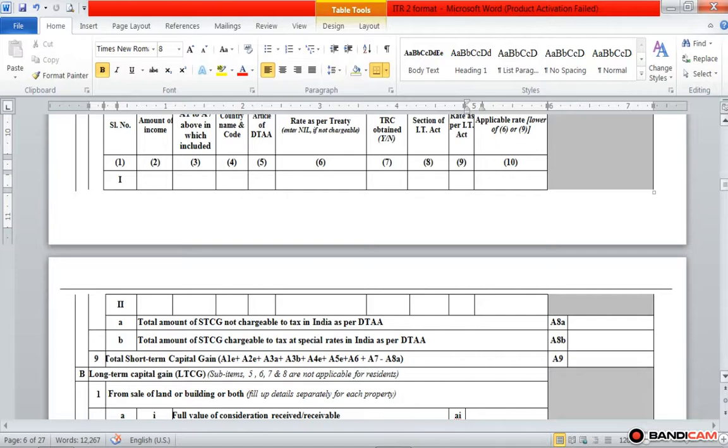So we studied how to compute short-term capital gain, and how to fill the information of short-term capital gain from immovable property, then shares, then unquoted or quoted shares, quoted shares plus other asset plus shares. So these four points are very important. If this information is given in the problem, then we fill this information here.